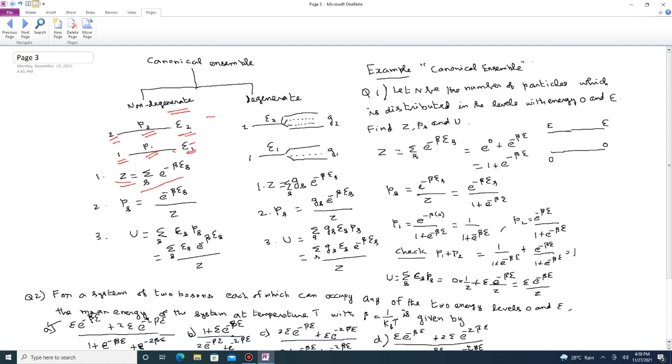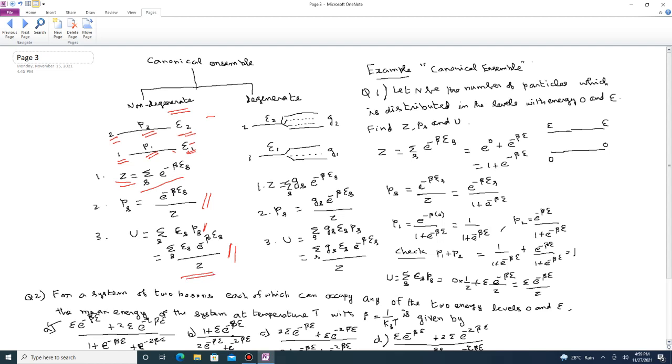So this is non-degenerate levels. In non-degenerate systems, P_s is defined as e^(-βE_s) divided by the partition function. The average energy, or mean energy, of the system is defined by U equal to the summation over s of E_s P_s. So this is the expression. You substitute for P_s from the above expression. The expression for the mean energy becomes the summation over s of E_s e^(-βE_s) divided by Z. So this is the expression for the average energy of the system.